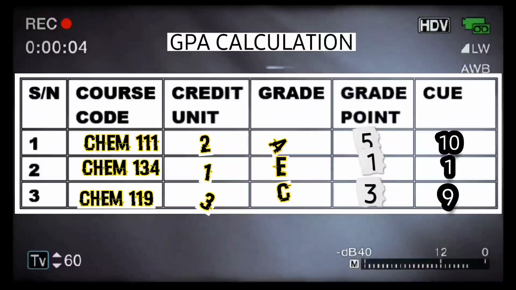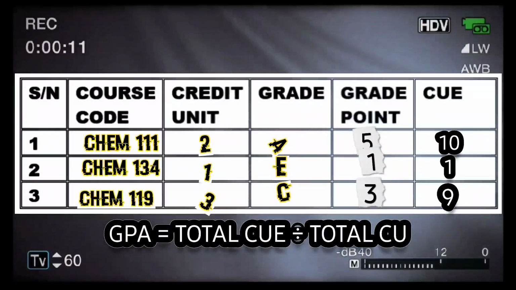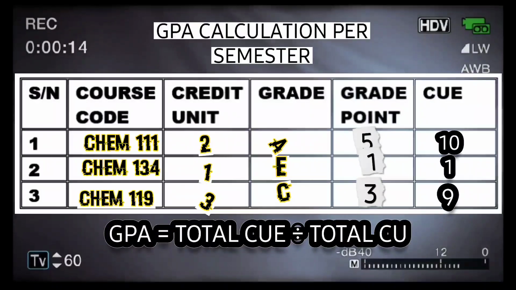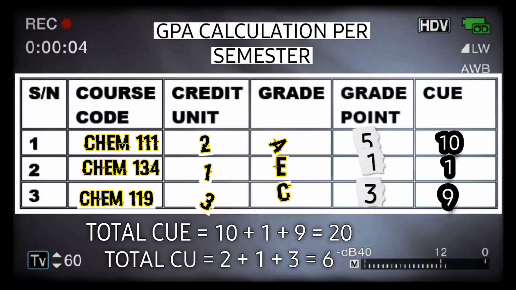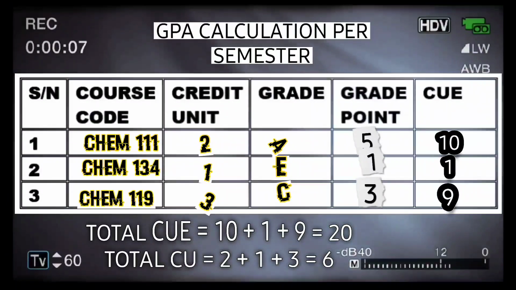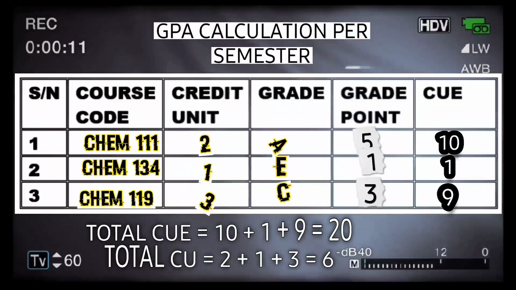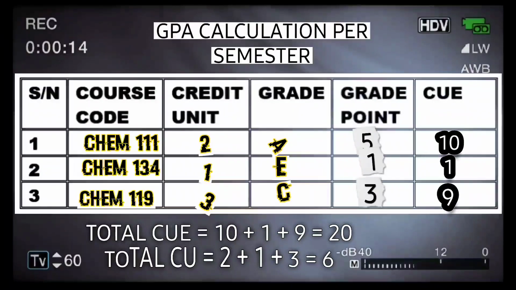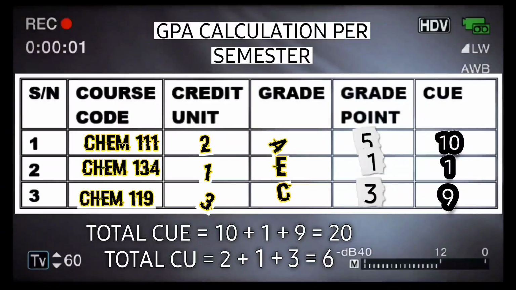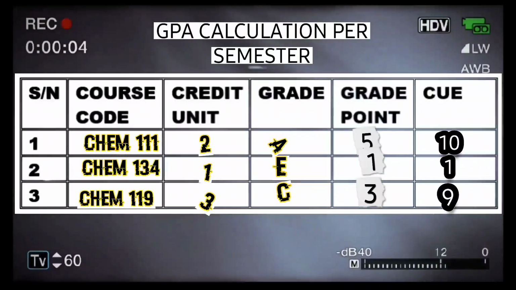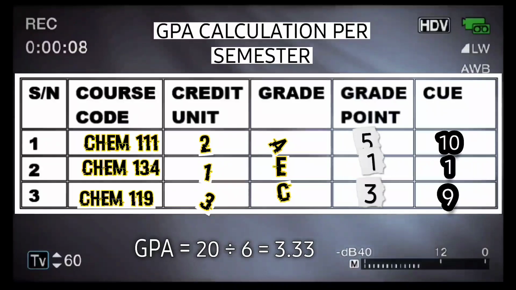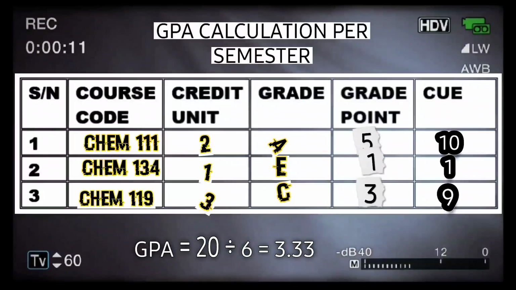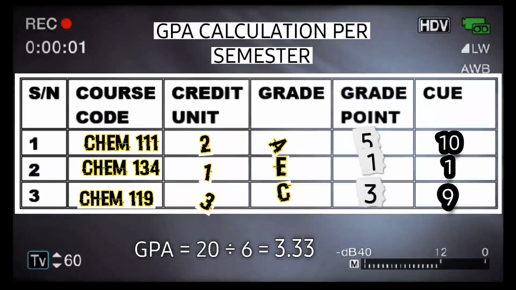Now, how do you derive your GPA, your grade point average? You take the total of the cumulative unit equivalent: 10 plus 1 plus 9, which gives you 20. Then you take the total credit unit for those courses, which is 2, 1, and 3. To get your GPA, you divide the total credit unit earned by the total credit unit. So you have 20 divided by 6, which is 3.33, and that is your GPA.